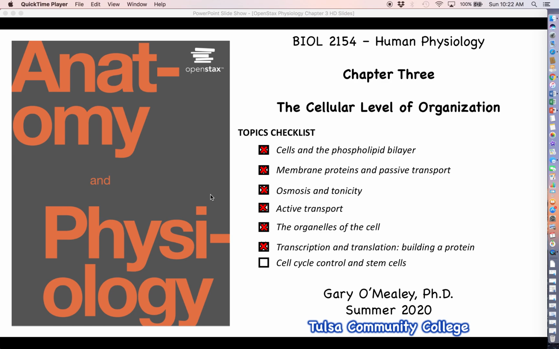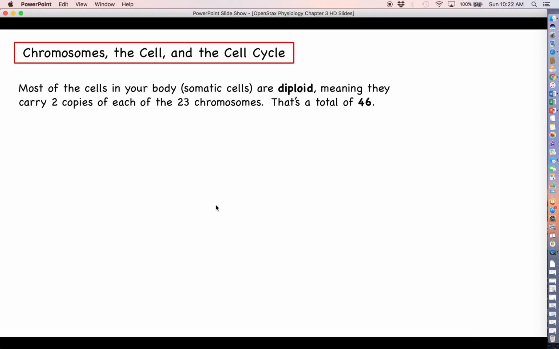Hello and welcome back everyone to the conclusion of Chapter 3. So this has been a bit of a lengthy chapter, so let's just go ahead and finish off with a brief discussion on cell cycle control and stem cells in the body.